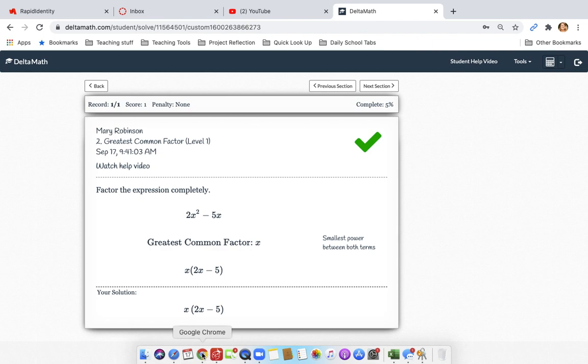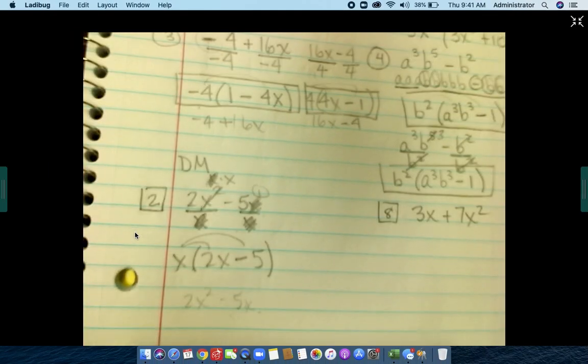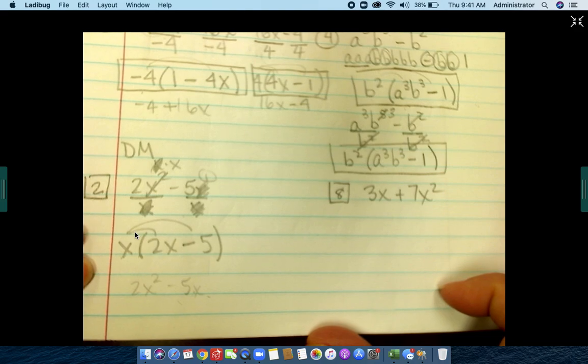So you do have multiple attempts on these problems as well to help you out. So if you get it wrong, you can fix it. But like I said, I've got to see some work.